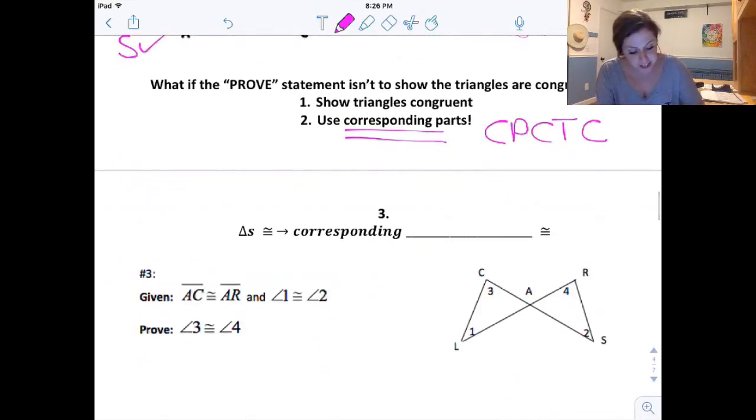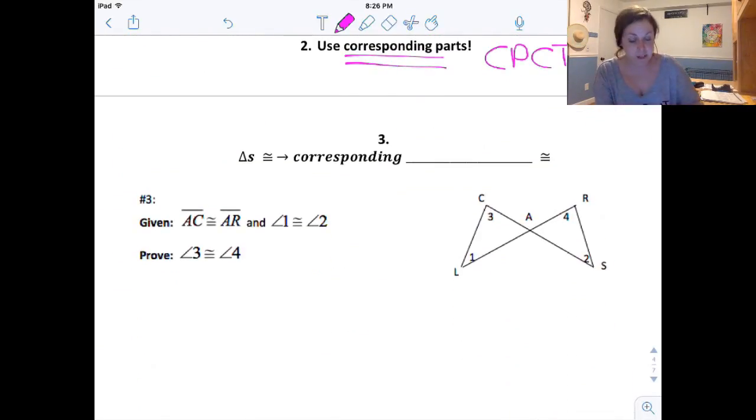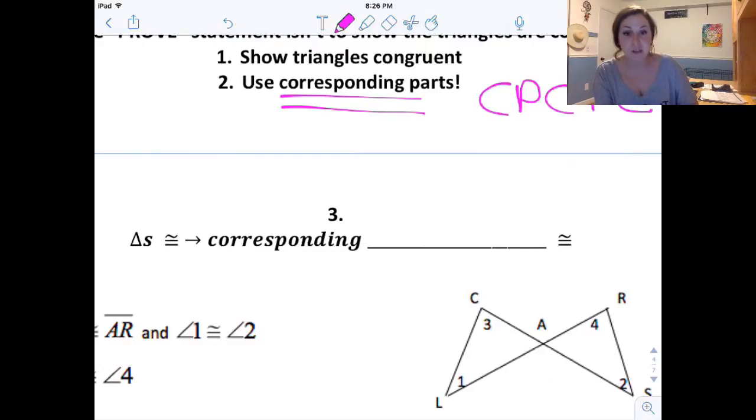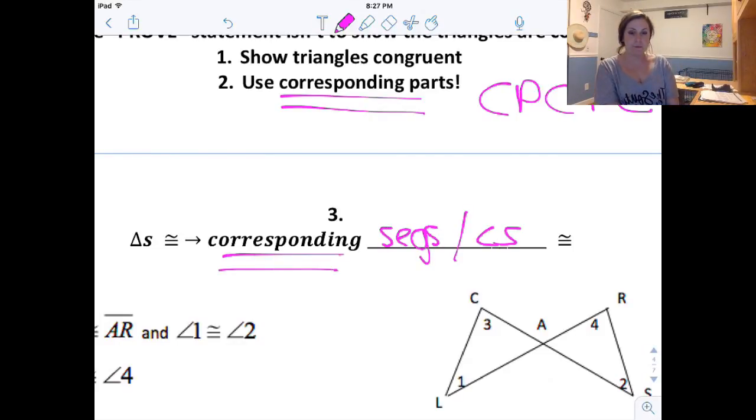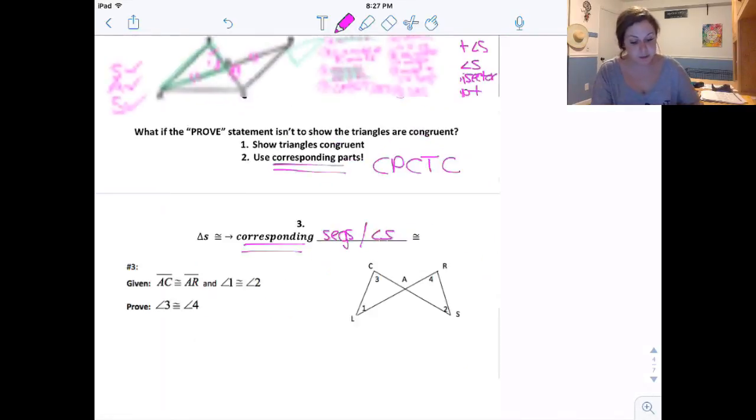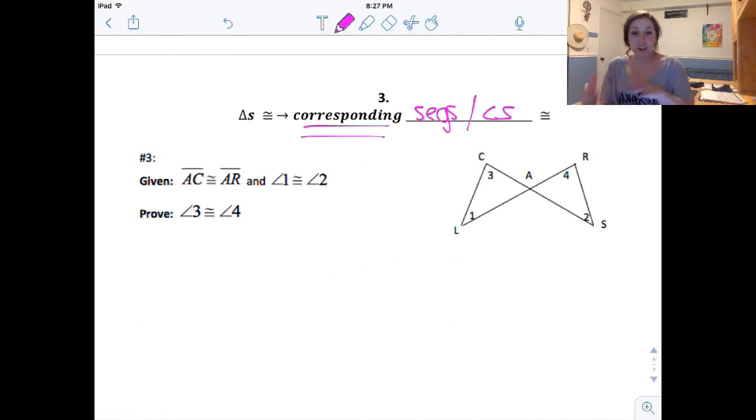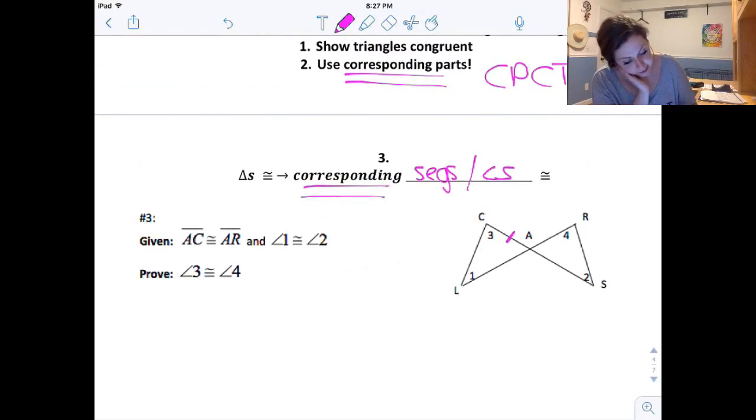Okay. So let's do some of these. Here's what I would want to see from you. I would want to see triangles congruent implies corresponding whatever, either segments or angles, are congruent. So let's do some examples of this. So the first one, AC is congruent to AR, and angle 1 is congruent to angle 2. Okay, let's mark that. AC is congruent to AR, and angle 1 is congruent to angle 2. And I want to show angle 3 is congruent to angle 4.